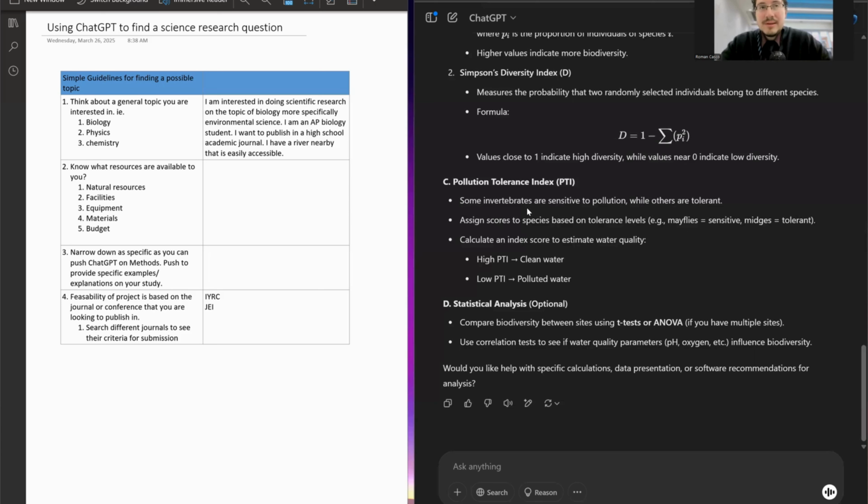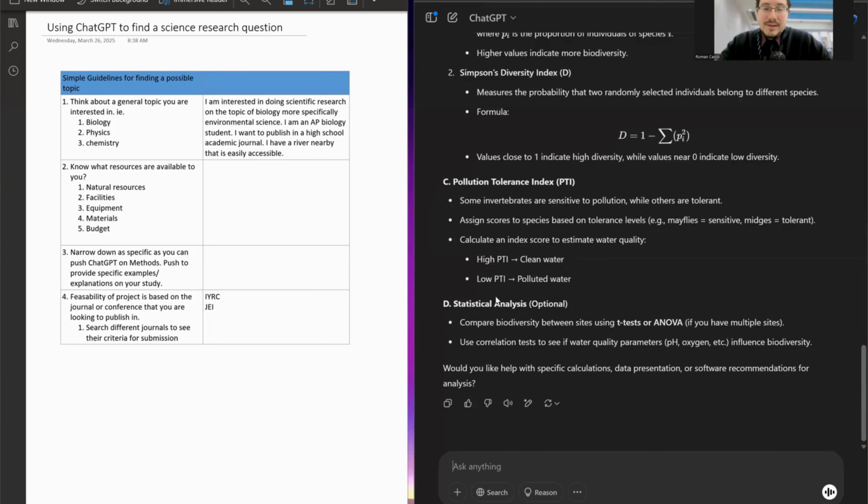But if you're having a sample of insects that are very tolerant to pollution, right? Most likely the water is very polluted, right? So you're going to have a low PTI or you can have a high PTI, right? Pollution tolerance index. You'll have to go sample, collect many insects, count, identify, and then calculate. And you can get a sense of how clean the water is, right?